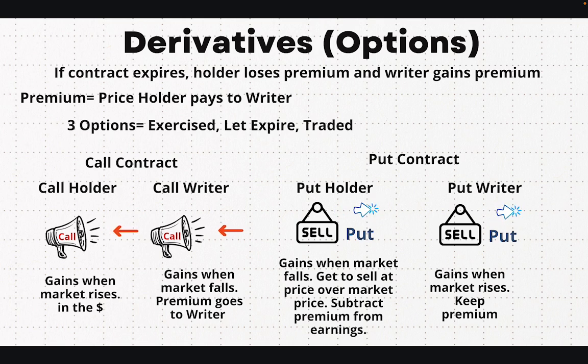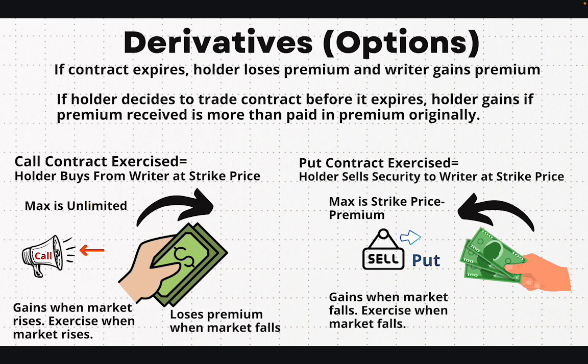Now, a put writer is going to get to keep the premium if the market rises. So they're willing to sell it at this rate, but then the price goes up. They're going to go, yeah, never mind. The market rises, and never mind, I'm not going to sell it to you for this lower price. So the writer gets to keep the premium. Hope this helps make sense.